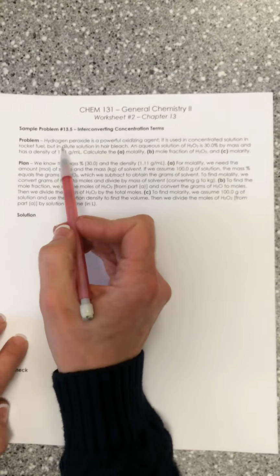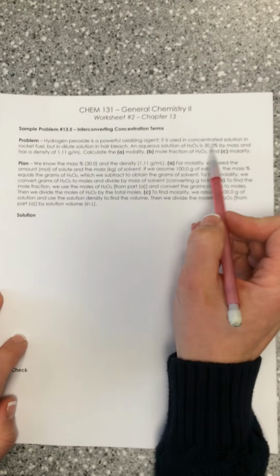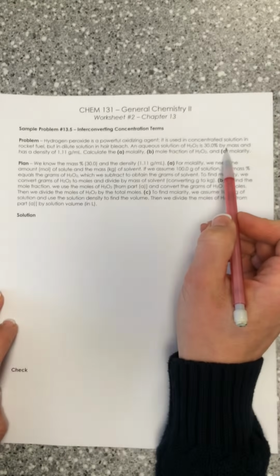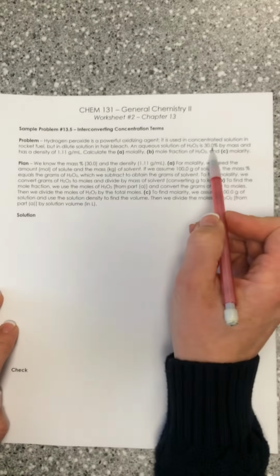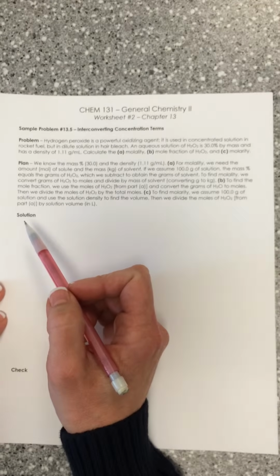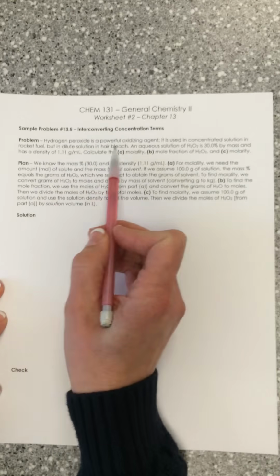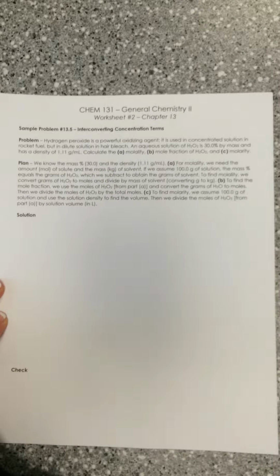Okay, so this problem talks about hydrogen peroxide, and you can purchase it as a very concentrated solution, a 30% solution by mass. Now this is different from the solution that you have in your medicine cabinet, which is probably about a 3% solution. So this concentrated solution is used in rocket fuel and, in a little bit more dilute solution, in hair bleach.